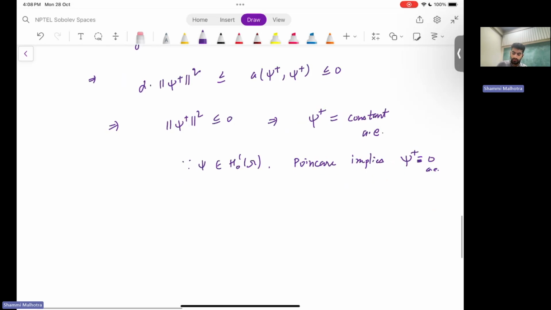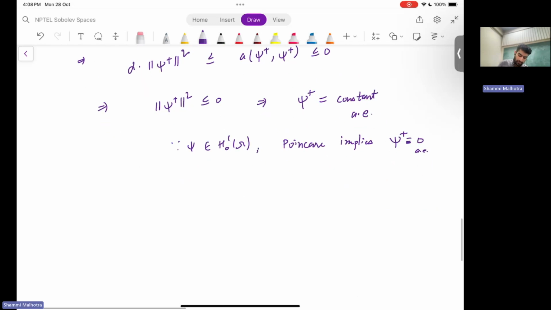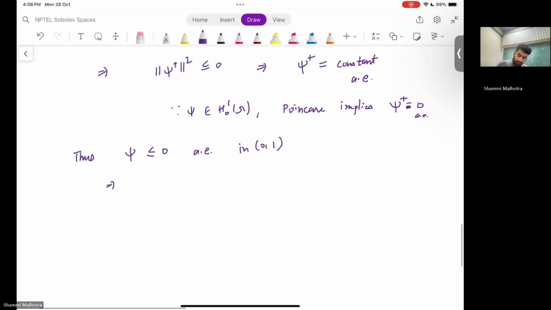And once that is there, we have our result. This implies psi has to be less than or equal to 0 almost everywhere in (0, 1). Again, these are continuous functions in one dimension, so I can write this as well because of the embedding in one dimension. Okay, so far so good.